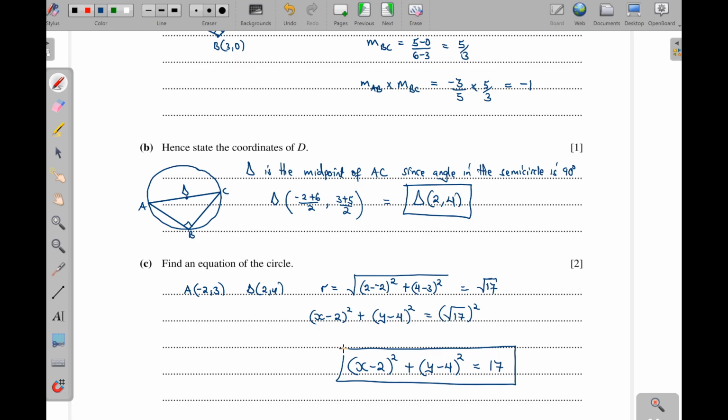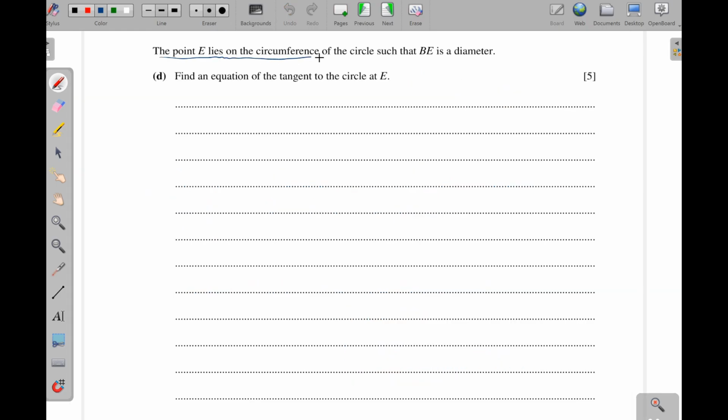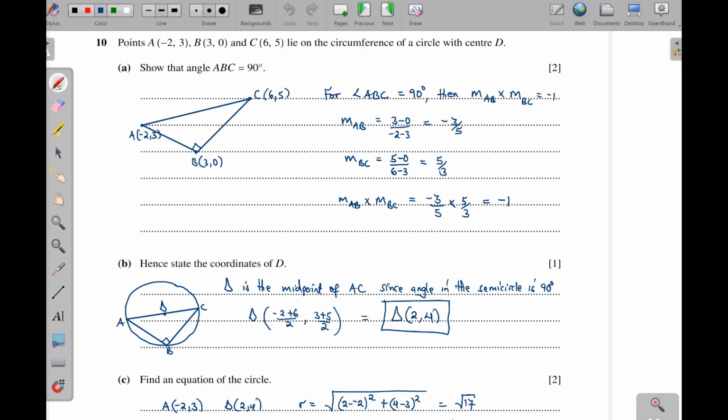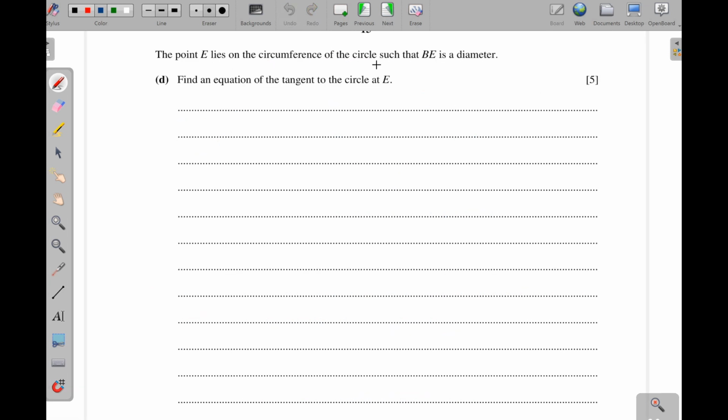That is that. The point E lies on the circumference of the circle, such that BE is the diameter. Then part D, find an equation of the tangent to the circle at E. Now, if you go back and look at this question, this one is the main stem. They are saying that D is the center here. So if they give us E, which is on the circumference of the circle, then they are saying that BE is their diameter. So let us first see our circle here.